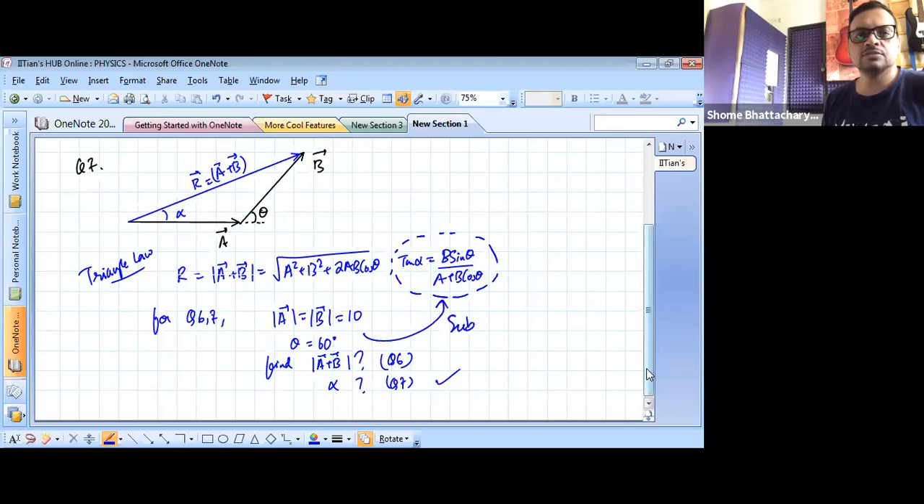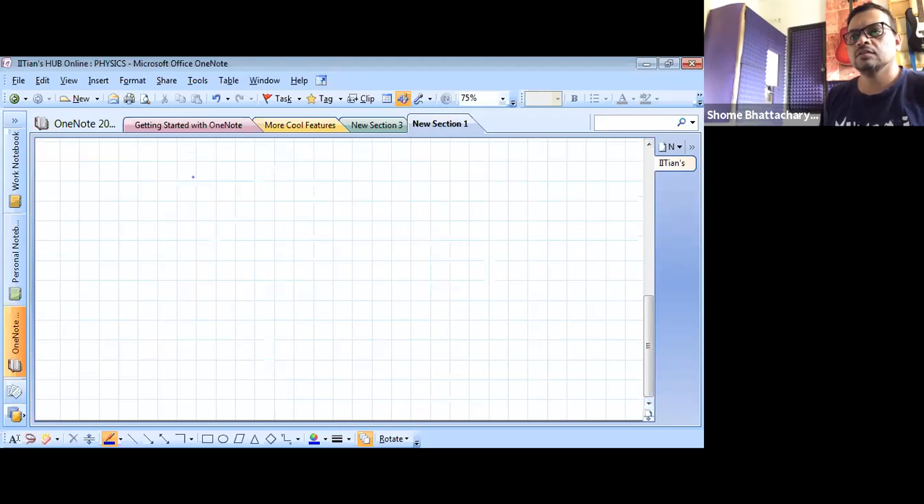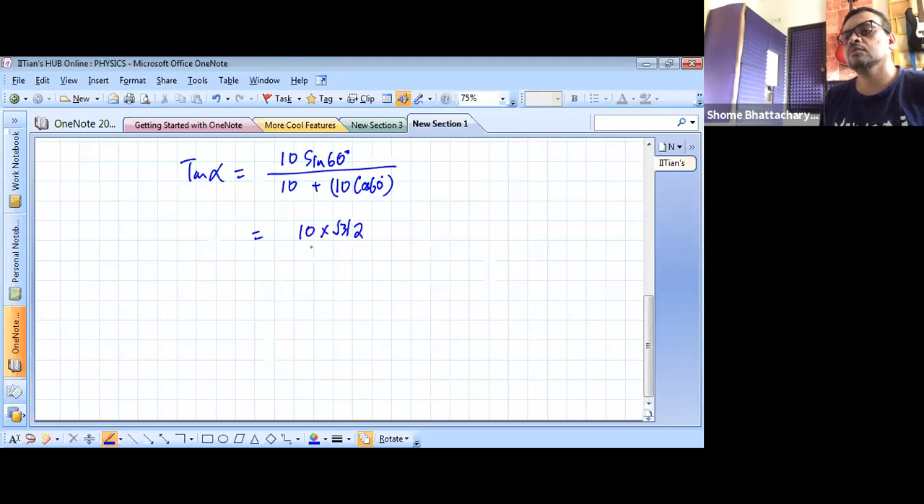When you substitute these values, you will get tan alpha is equal to B sin 60 divided by A, which is 10, plus B cos 60. That will become 10 multiplied by root 3 by 2 divided by 10 plus 10 into half. As you can see, that will become 5 root 3 in the numerator divided by 15 in the denominator. So that is root 3 by 3, or we can write that as 1 by root 3.